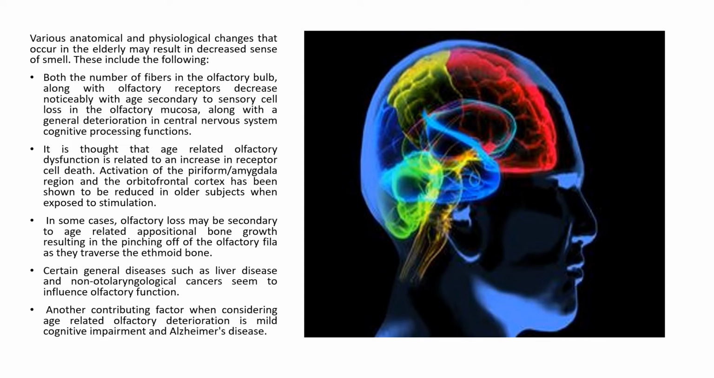Activation of the piriform amygdala region and the orbitofrontal cortex has been shown to be reduced in older subjects when exposed to stimulation. In some cases, olfactory loss may be secondary to age-related appositional bone growth, resulting in the pinching off of the olfactory fila as they traverse the ethmoid bone.